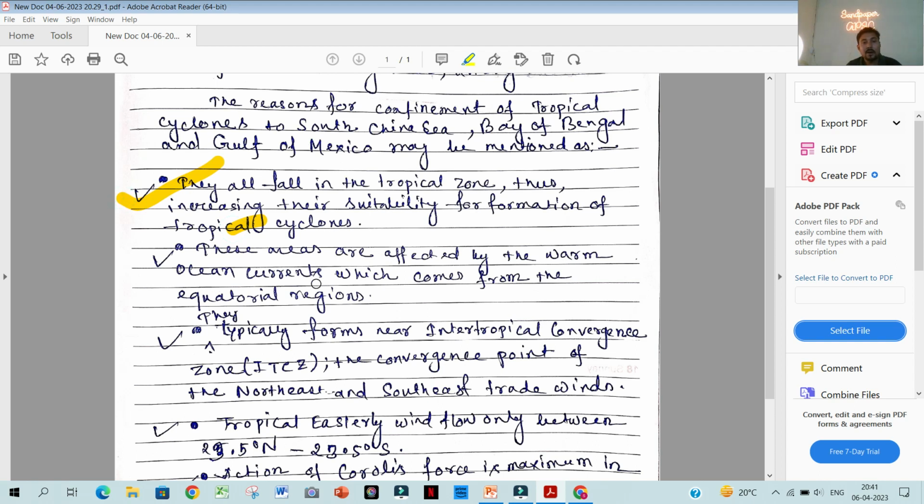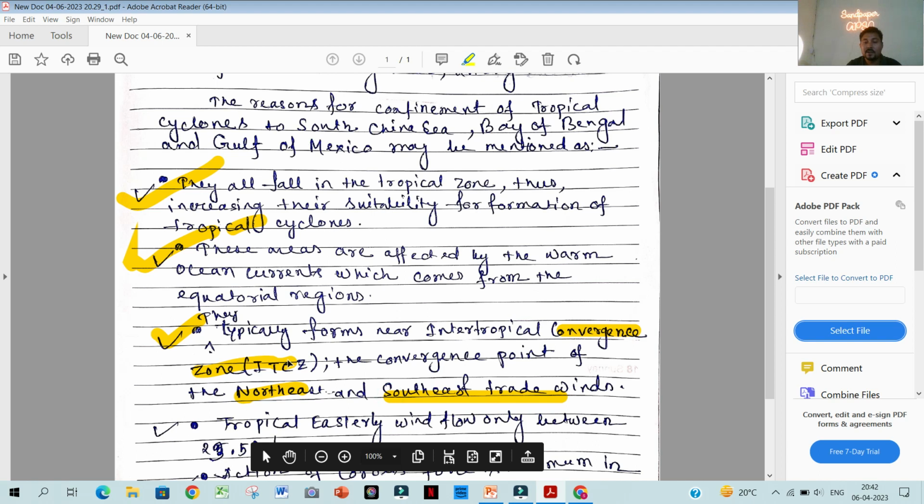Number 2, these areas are affected by warm ocean currents which come from the equatorial regions. Number 3, they typically form near the Intertropical Convergence Zone, or ITCZ, which is very important. It is the convergence point of the northeast and southeast trade winds.